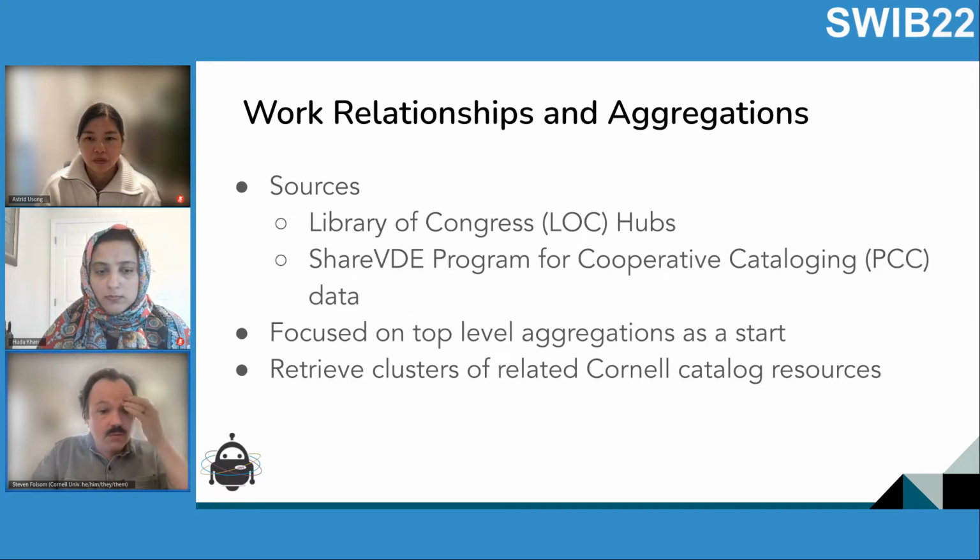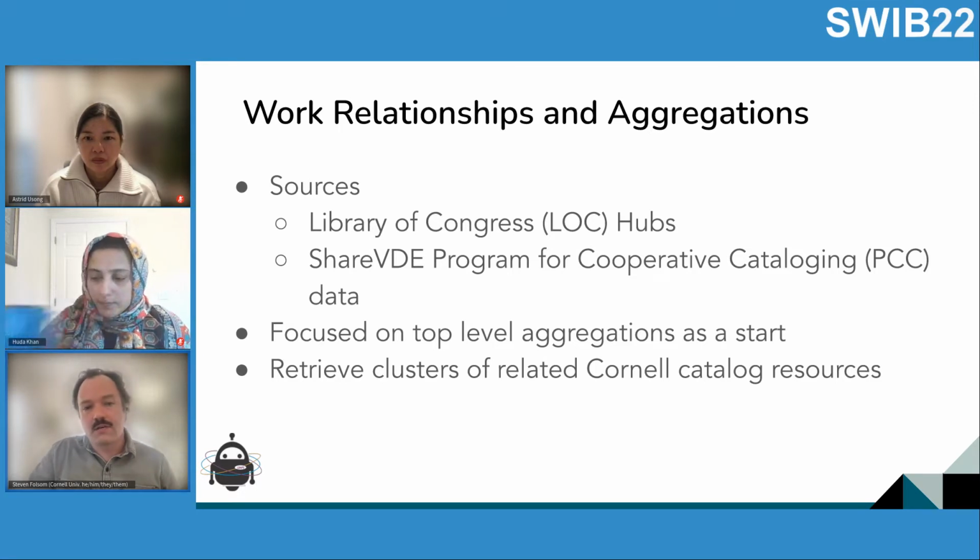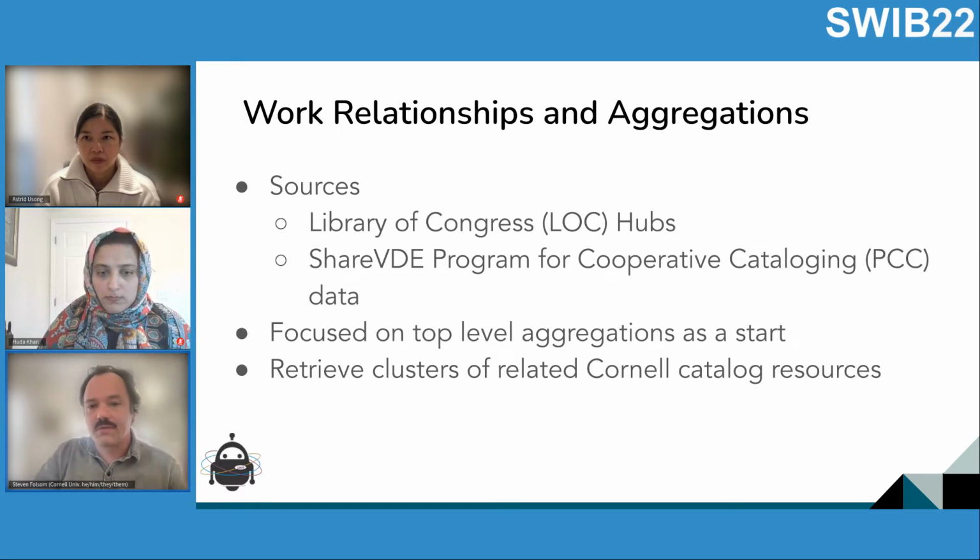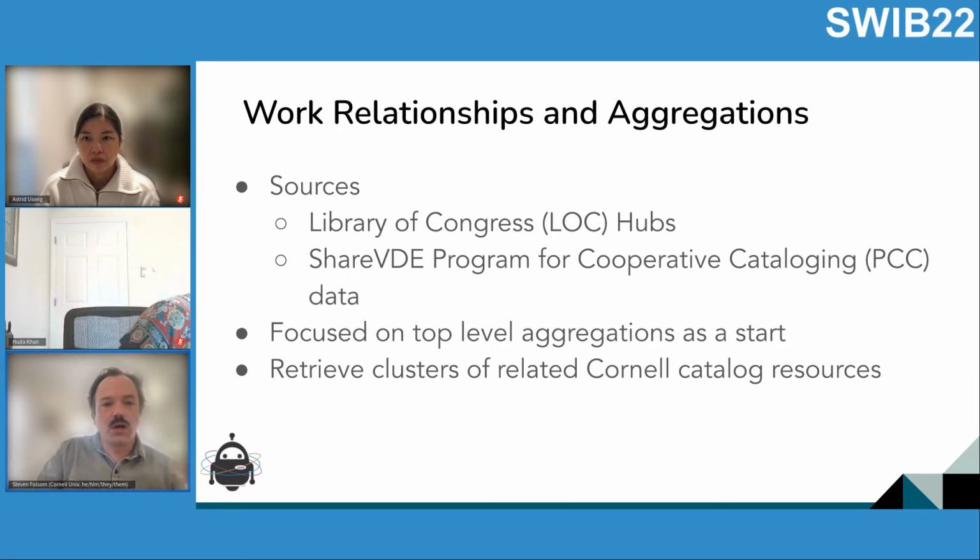The sources we looked at were the Library of Congress id.loc.gov hubs, and the ShareVDE program for cooperative cataloging data. And again, we were focusing on top-level aggregations and hoping to find different items in our catalog that could be brought together in any sort of browsing feature.